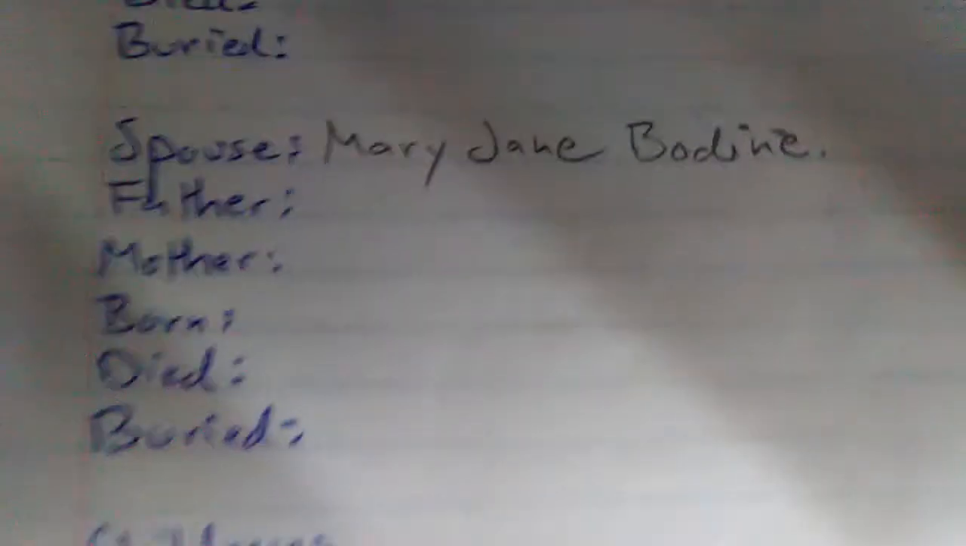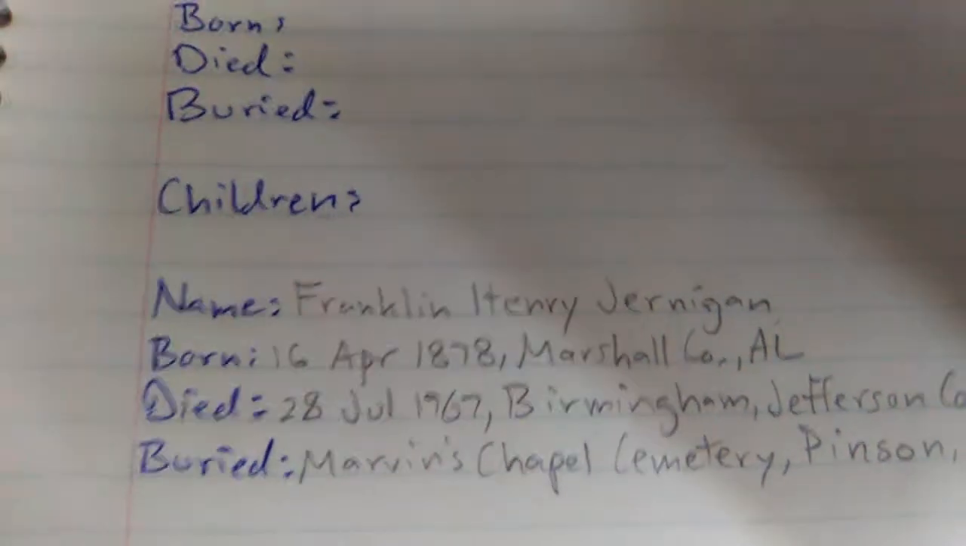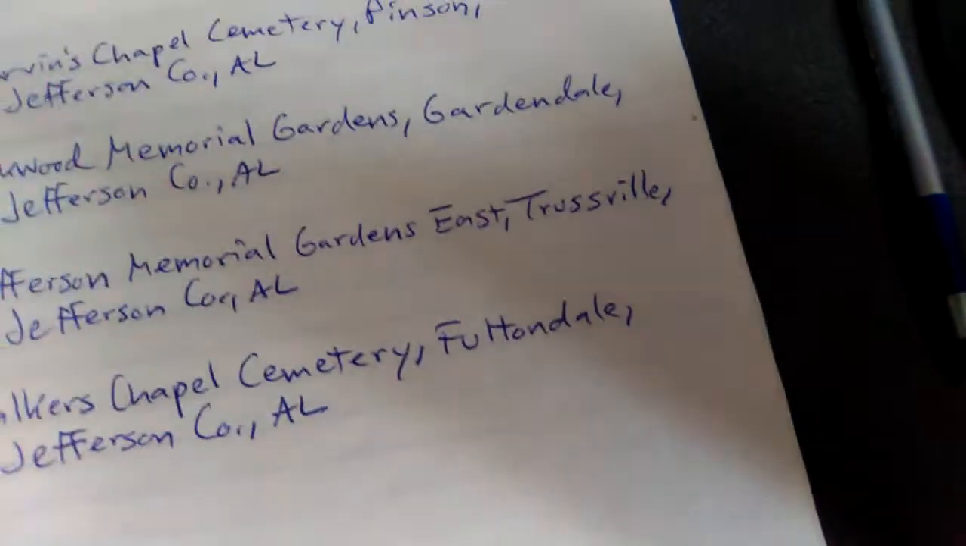And you actually already have one child for them. You have Franklin Henry Jernigan. So you've already got one child. Now you just got to collect information about them and then about more children. That would be Franklin Henry Jernigan's siblings. So you can start a family group sheet from that.